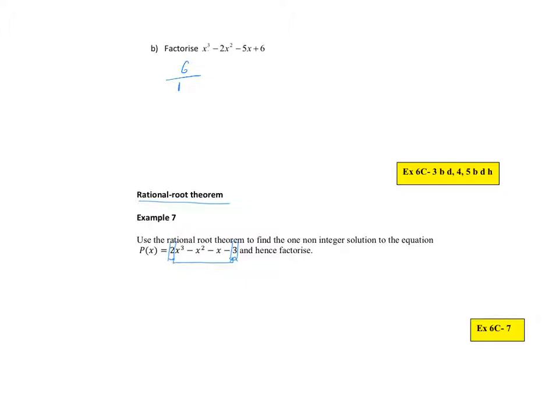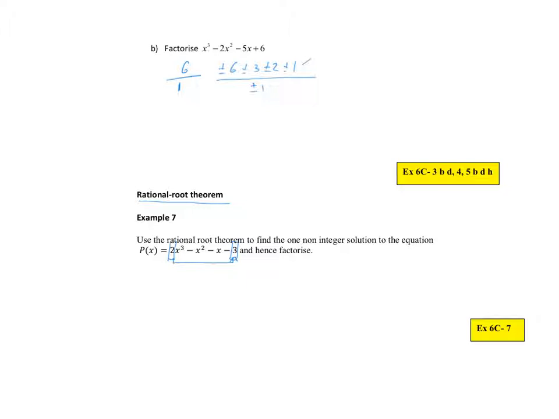So I get plus or minus 6, plus or minus 3, plus or minus 2, plus or minus 1, all over plus or minus 1. So they're the possible values that we could have, and obviously there's a whole lot of them there. So invariably and typically we just try the integer values, which is why we just spoke about 1, 2, and 3 and plus or minus.